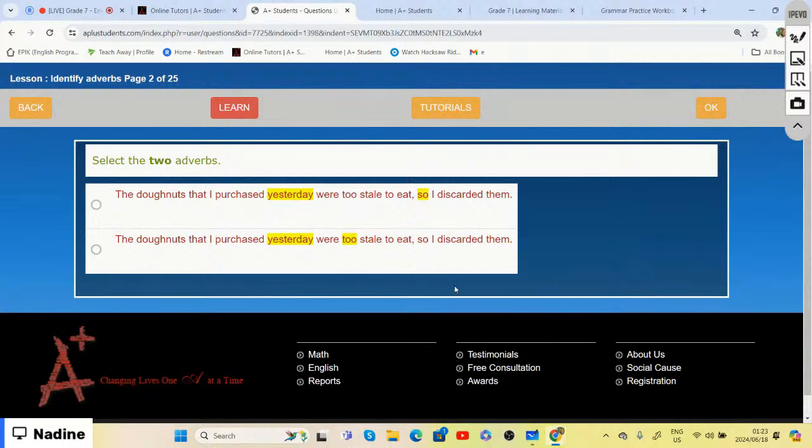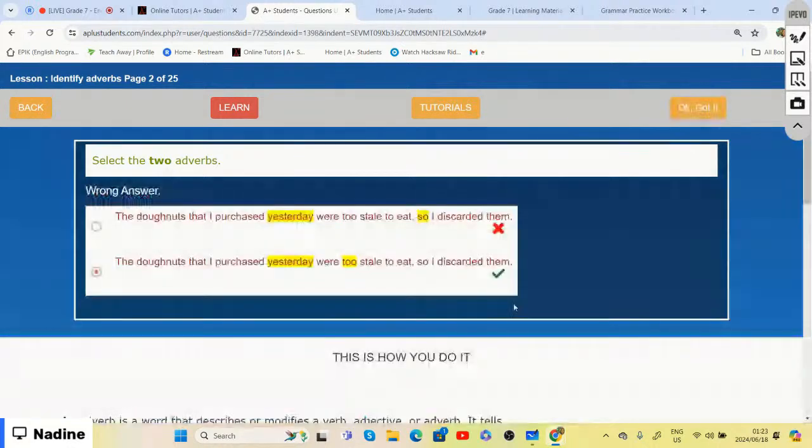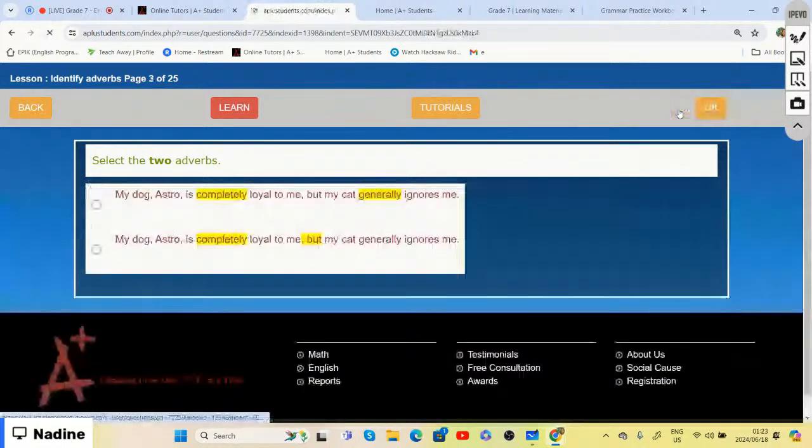And if we were to select the correct answer, then we'll go with option two, which is yesterday and too. Too also identifies with stale or to eat. So option two was the correct one.